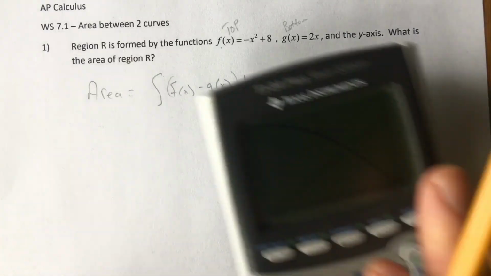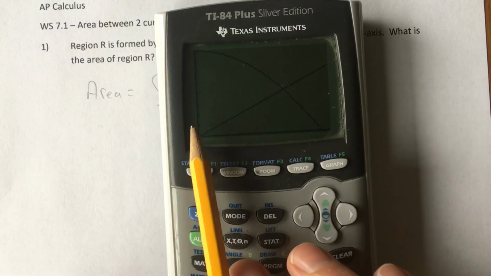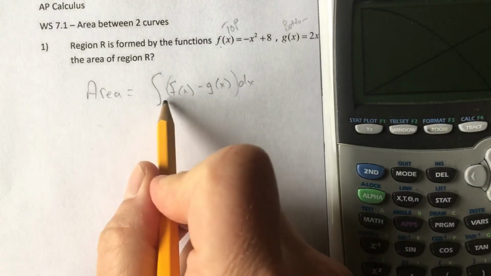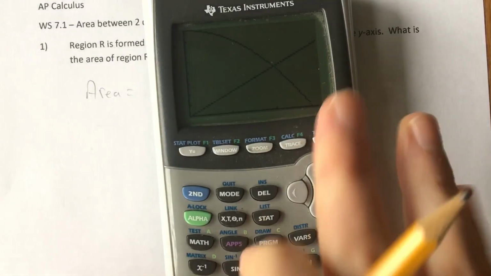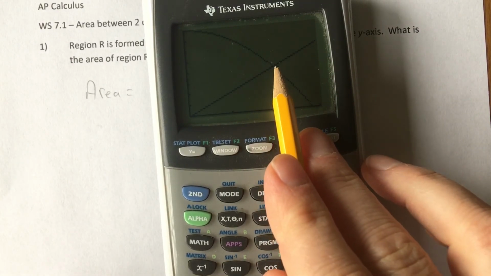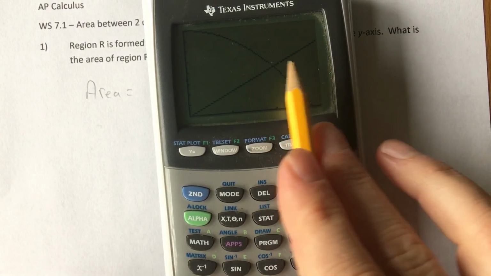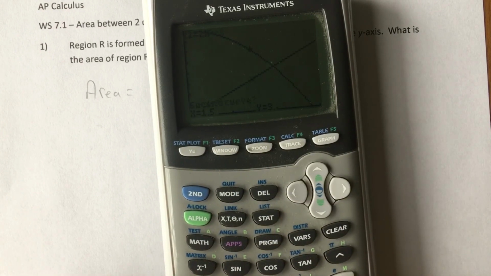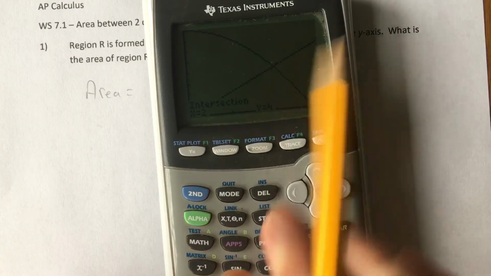Now, what we do have to figure out is how far we're going. We're starting at the y-axis here, so we know the bottom limit will be 0. We have to find that intersection point in order to know where to stop. We don't want to go all the way over to here. We want to stop right there. So we'll go ahead and intersect, enter, enter, enter, and that's at x equals 2.